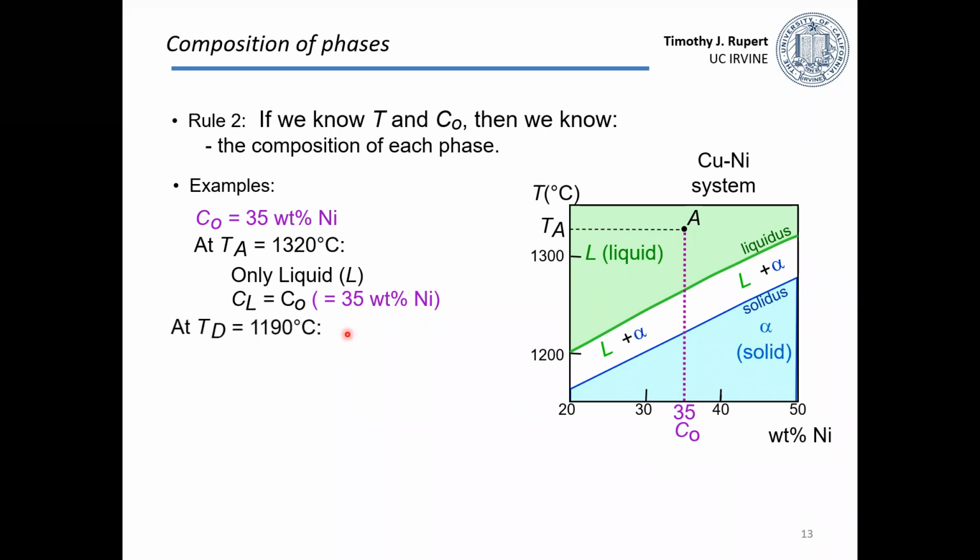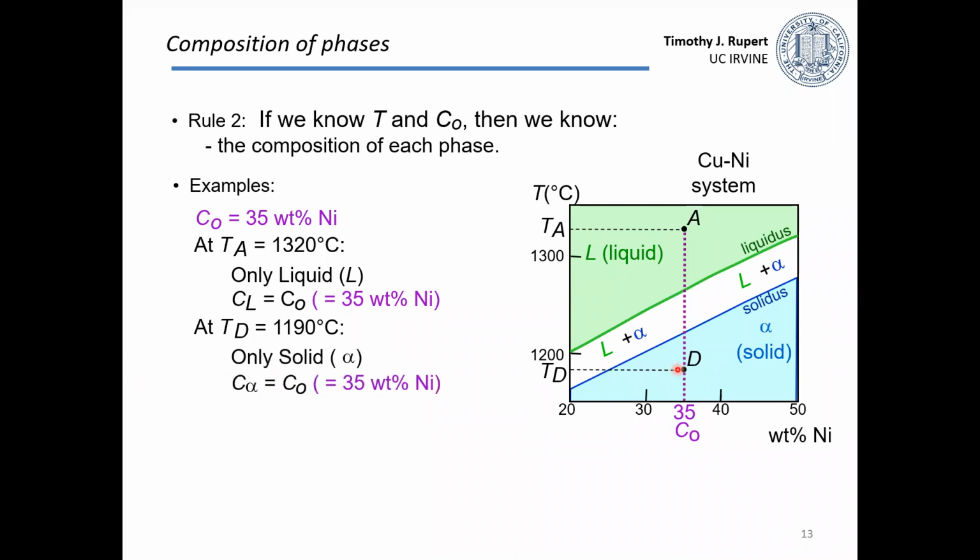Okay, that's easy. We can go down to really low temperature, so 1190 degrees C. We're now in the solid phase, but we're still in a single phase region. So our only option is that the one phase we have has to be the same as our overall composition, 35% nickel. But the more interesting question is what happens when we're in this two-phase regime? So we're in this regime of 1250 degrees C, and we know we have both a solid and a liquid phase.